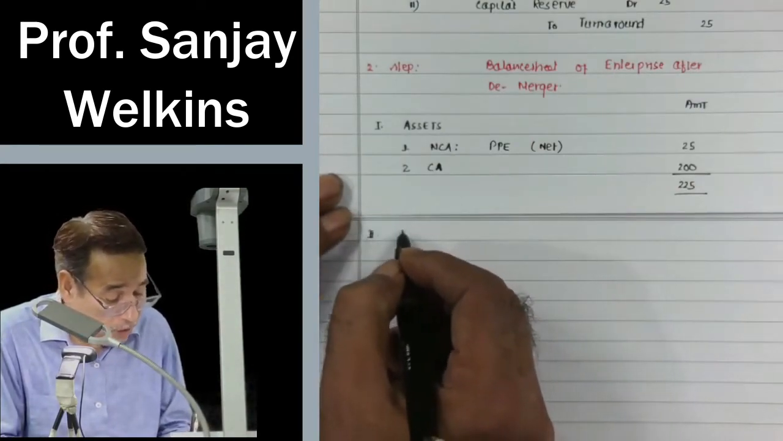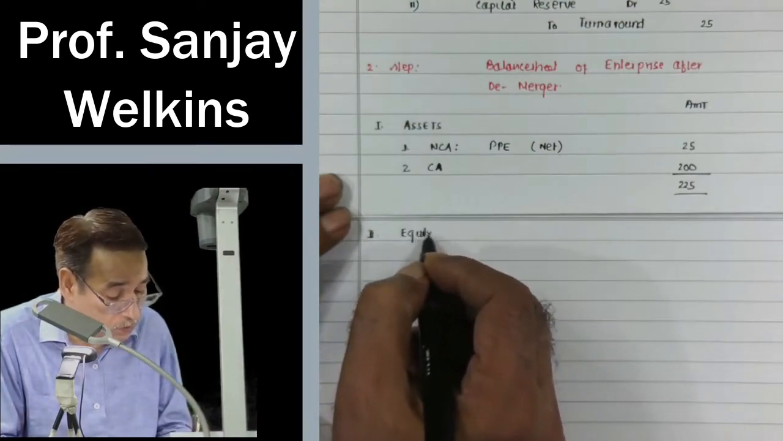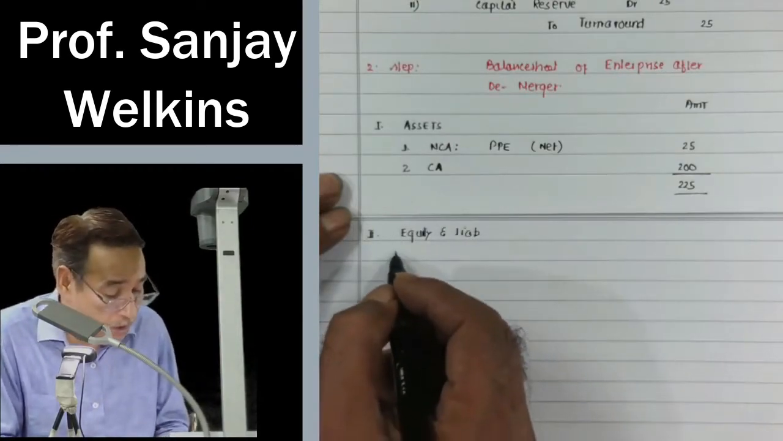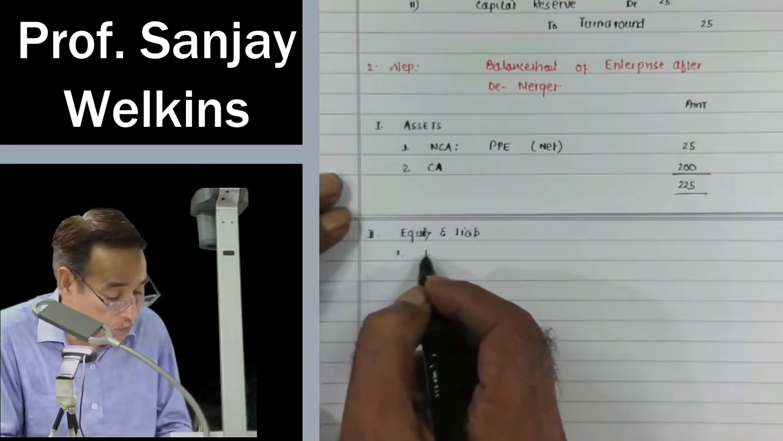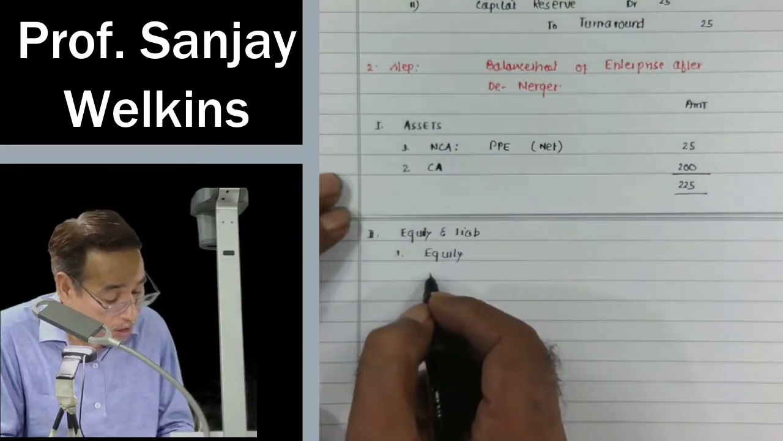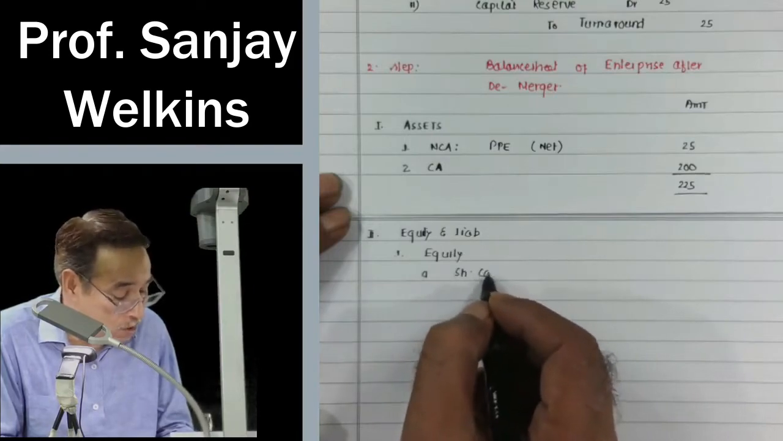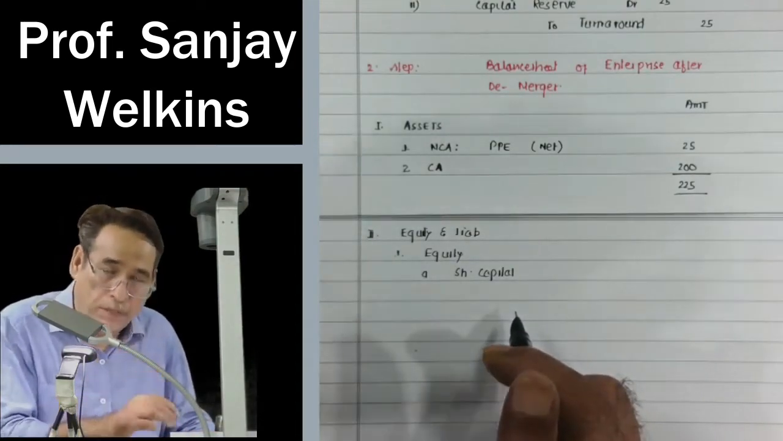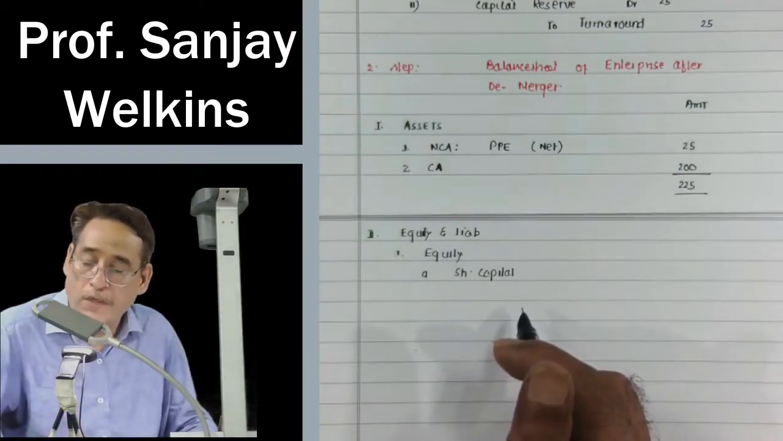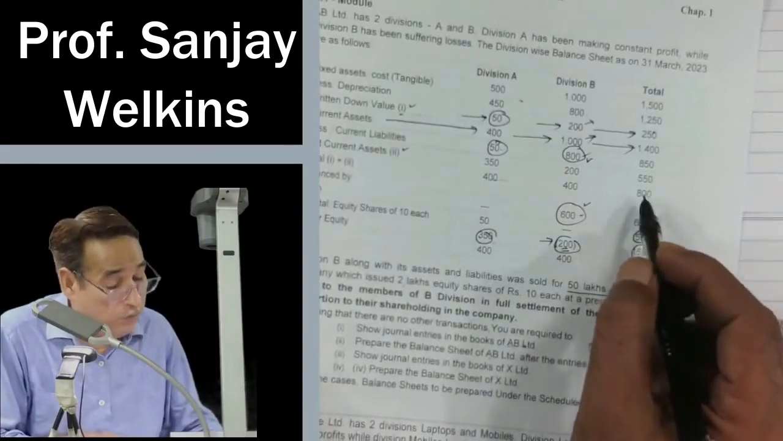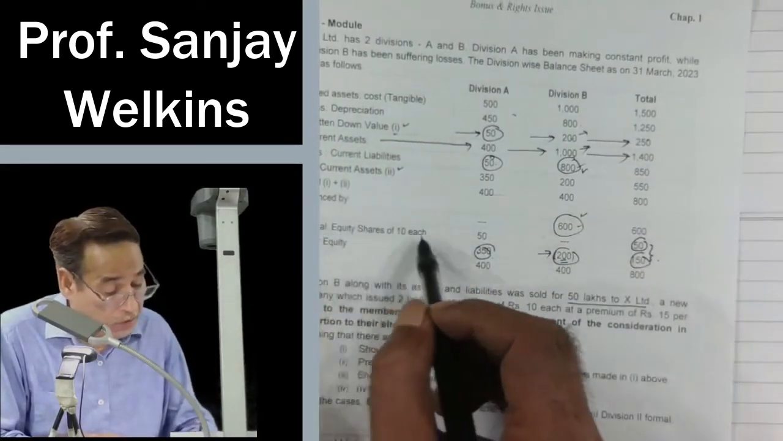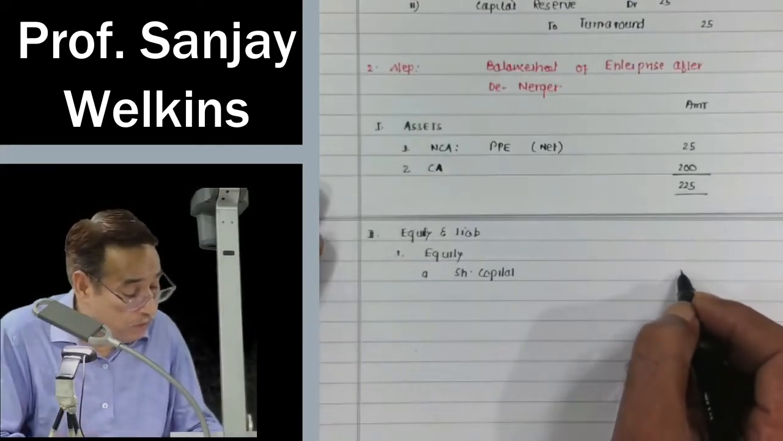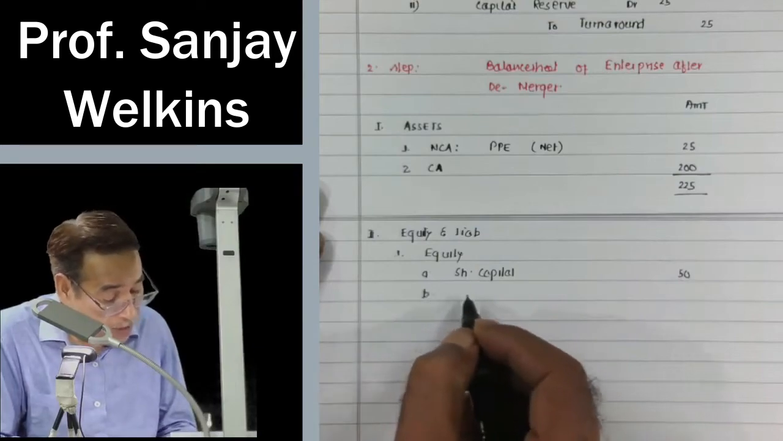second, equity and liability. As far as equity and liability is concerned, you will write here first of all equity. Under equity, I will write first of all share capital. When we prepare the balance sheet of the demerged entity, the share capital of the organization and other equity of the organization will be considered. So I will have to look into the column of organization, that is total column. And here it is written capital is 50 and other equity is 150. So I will write here capital 50. 50 crores it means. And then I am going to write other equity.